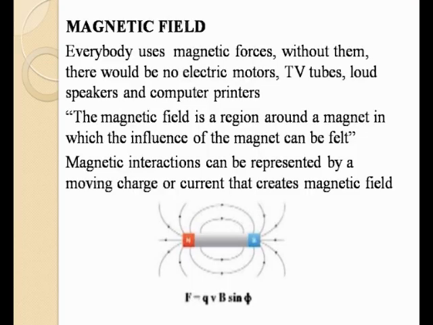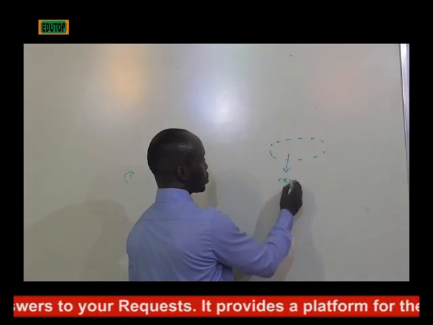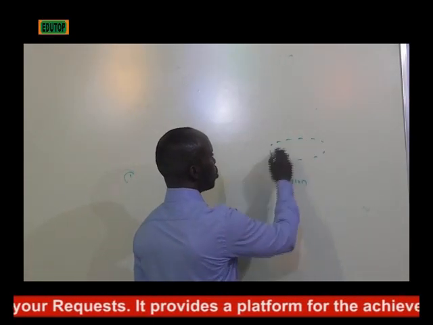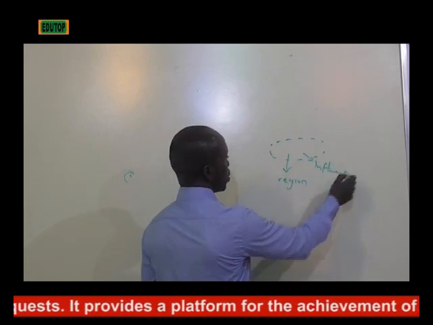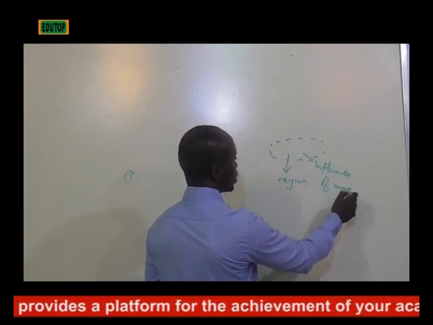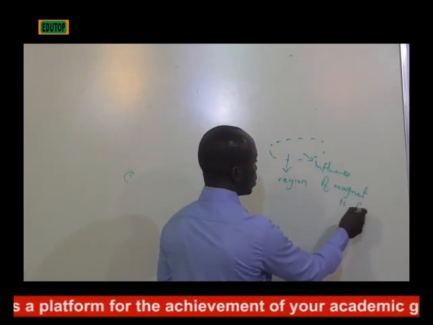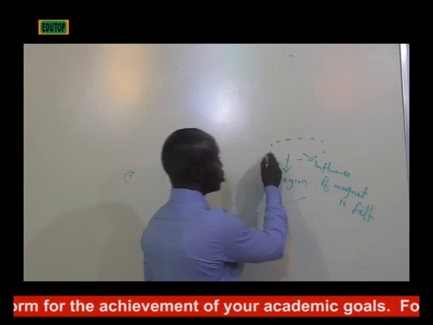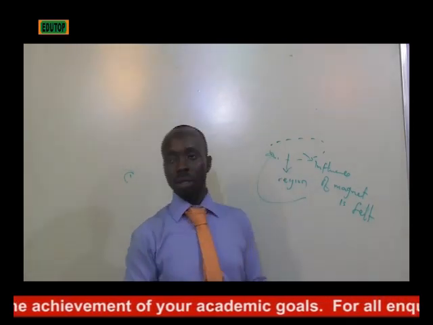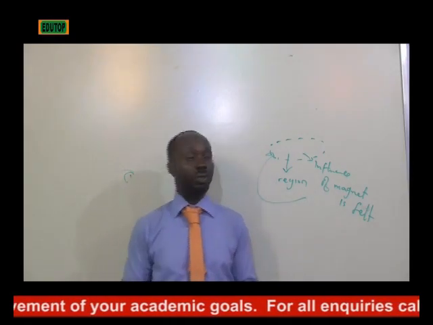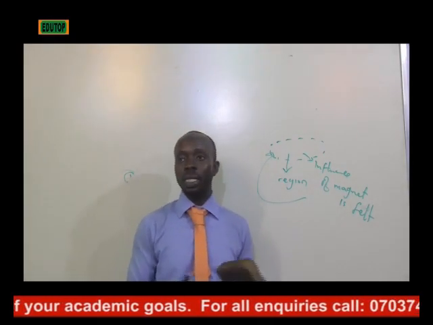Now, a magnetic field is a region. Are you getting it now? That's the actual definition. Magnetic field is a region around the magnet in which the influence of the magnet is felt. Any particular region where the influence of a magnet is felt, that region is called a magnetic field. So that's the fundamental definition of what a magnetic field is.